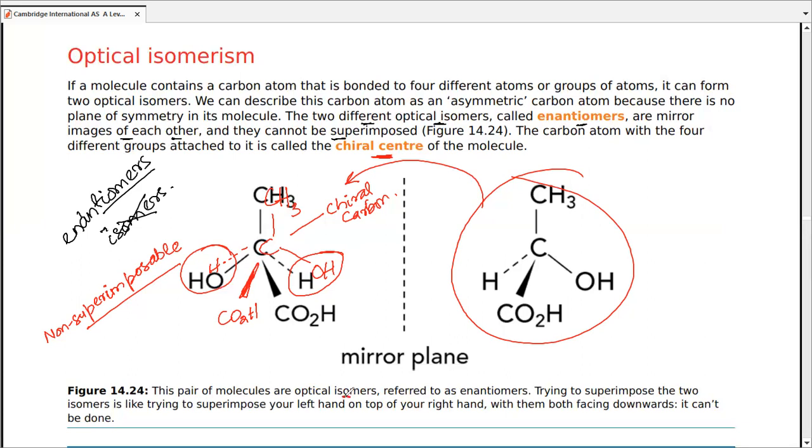Now, this pair of molecules are optical isomers. We refer to them as enantiomers. Trying to superimpose the two isomers is like trying to superimpose your left hand on top of your right hand. With them both facing downwards, it can't be done. The thumbs will not be on top of one another. One thumb will be sticking out on the left, one thumb would be sticking out on the right. We commonly do it as the first experiment to explain enantiomers and how they are non-superimposable.